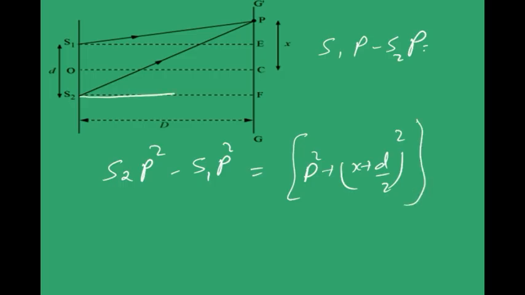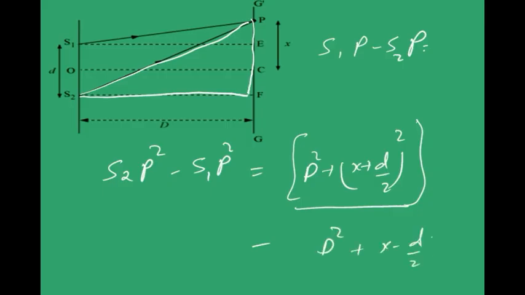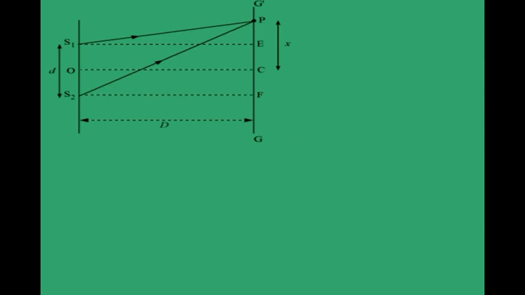Because observe this triangle. This is D. This is x plus small d by 2, where small d is the distance between S1 and S2. So S2P square is the hypotenuse, right? Hence this should give me S2P square. And similarly I have S1P square as D square plus (x minus d by 2) whole square. Hope this is clear. Which is equal to 2xd. Now S2P square minus S1P square can be written as (S2P minus S1P) into (S2P plus S1P), right?